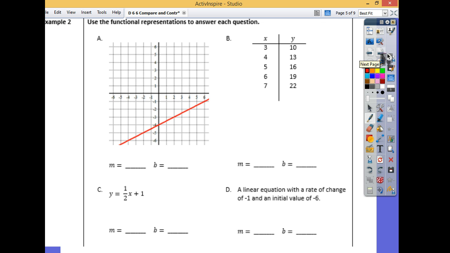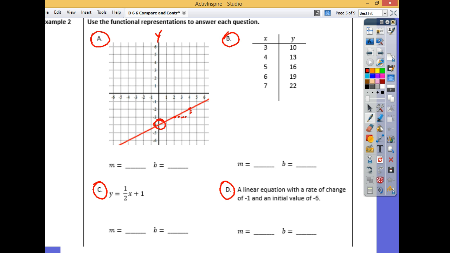Okay, now here's where the compare and contrast comes in. We want to find similarities and differences. Contrast, differences. We have a graph, A. We have a table, letter B. We have a written example, the equation C. And D, we have a verbal description. On your boards, hold up, label them so I know which is which. What is your M for A, and what is your B? Hold up your answers for your slope and your y-intercept for that graph.